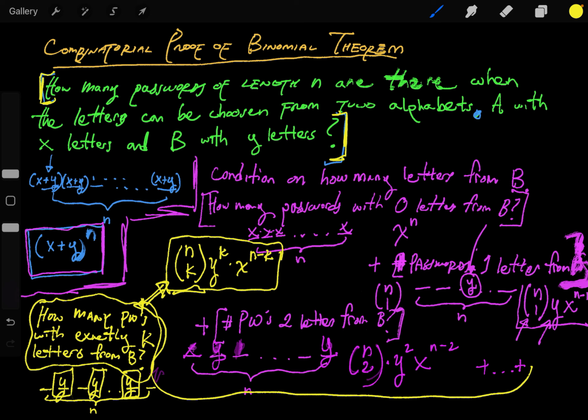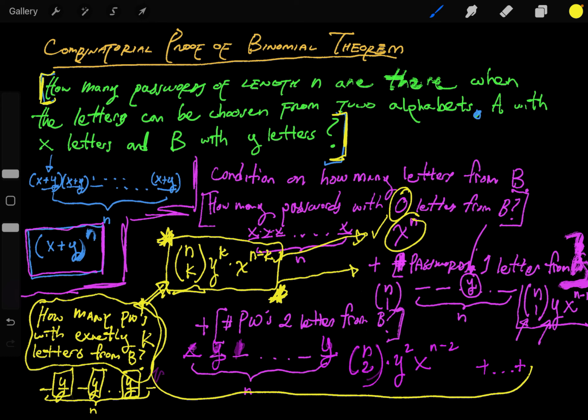So all of its letters would be when there's n letters from B. This formula here is the general one, and we should see that it's going to sum over k going from 0. There could be 0 letters from B, so that's when k is 0. You just get x to the n. When k is 0, n choose 0 is 1, y to the 0 is 1, and x to the n minus 0 is just x to the n. So this works for when k is 0.